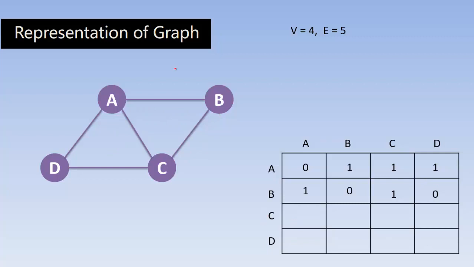Next, with the vertex C, C to A, as there is a connection, it is 1. C to B, it is 1. And C to C, no, so it is 0. C to D, it is, so it is 1. Now with the vertex D, D to A, as it is, it is 1. D to B, no direct connection between B and D, so it is 0. What about D to C, as it is, 1. And D to D, no. So this is the adjacency matrix for this graph, right? This is how we can represent a graph in the memory of a data structure.